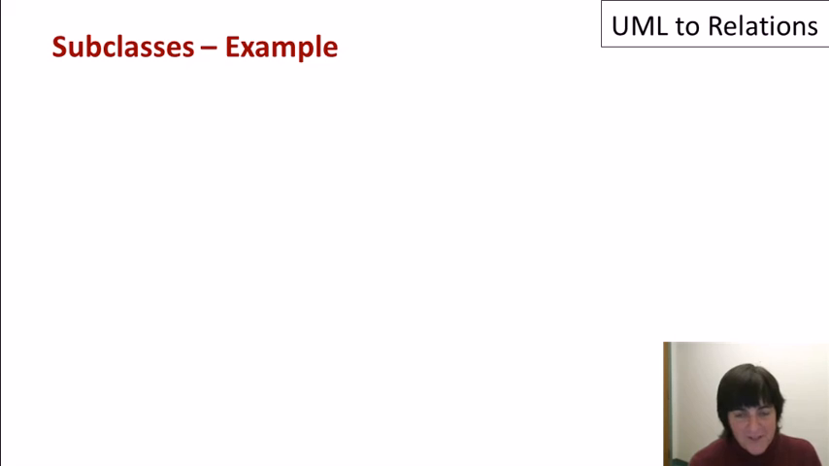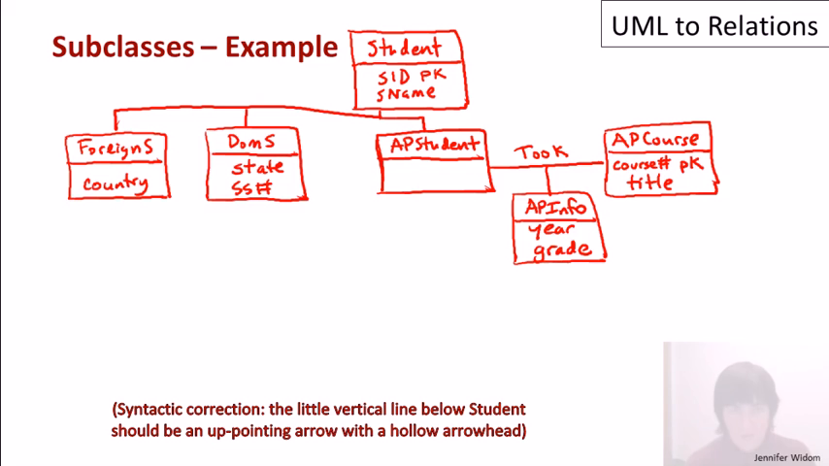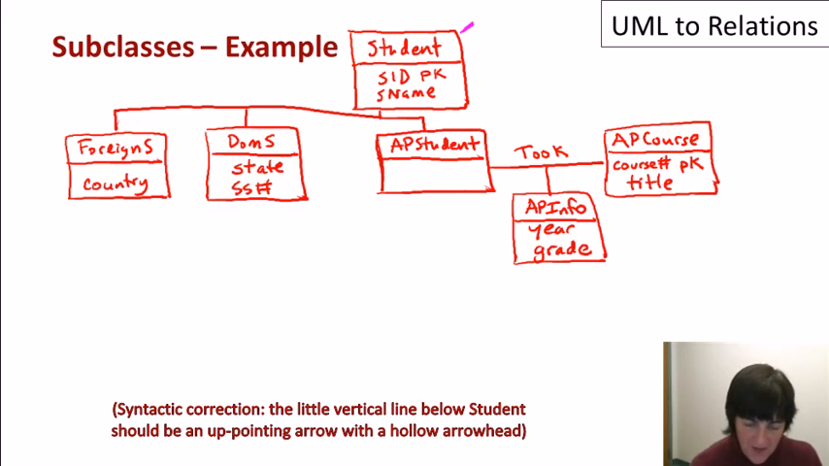So now let's revisit our gigantic example from the UML modeling video and see how that would be translated to relations. So just to remind you what's going on in this big diagram, we have students, and students have a student ID and a name, and then some of our students might be foreign students and they have a country. Some of our students may be domestic students and that they would have a state and a social security number.